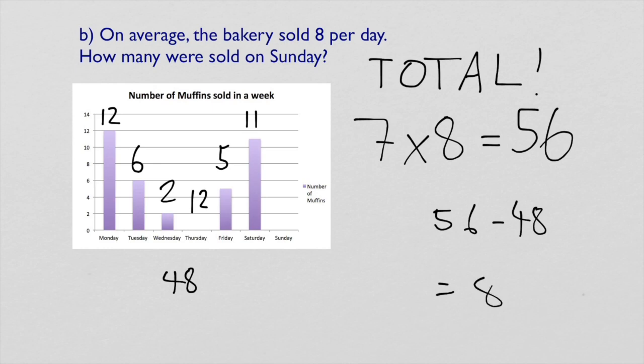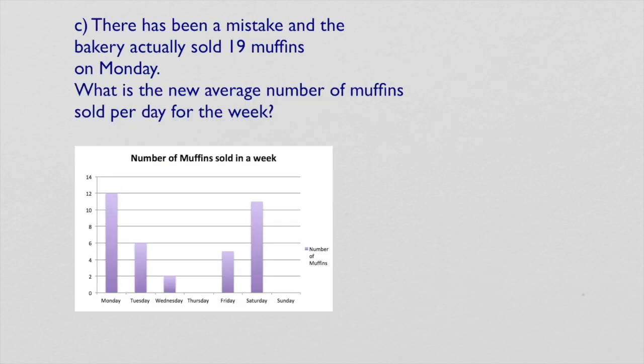And part C, there has been a mistake, and the bakery actually sold 19 muffins on Monday instead of the 12 that was initially thought. So what is the new average number of muffins sold per day for that week? Righty-ho, we have to find a new average. And in order to do that, you always have to start with the total first, okay? So let's recalculate the total.